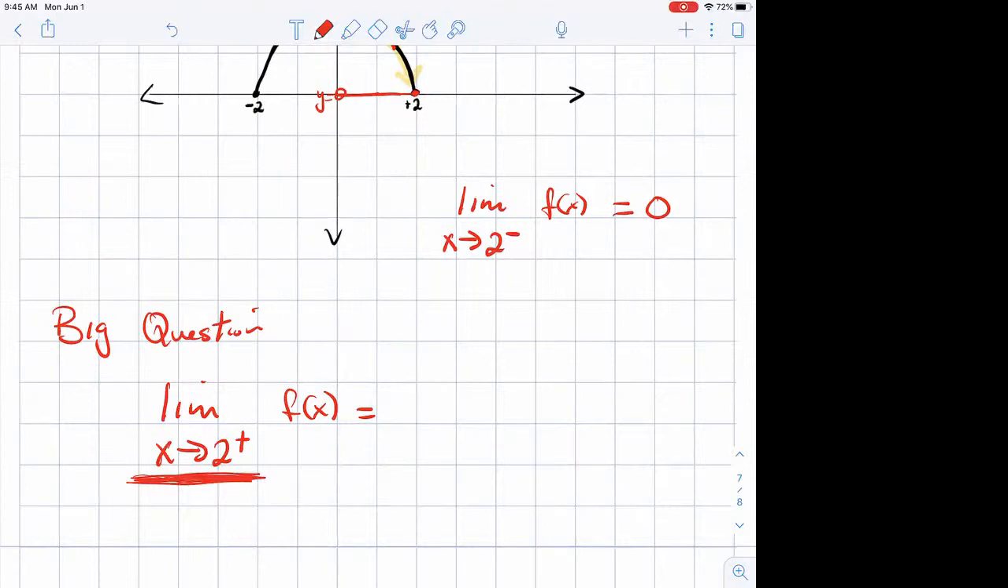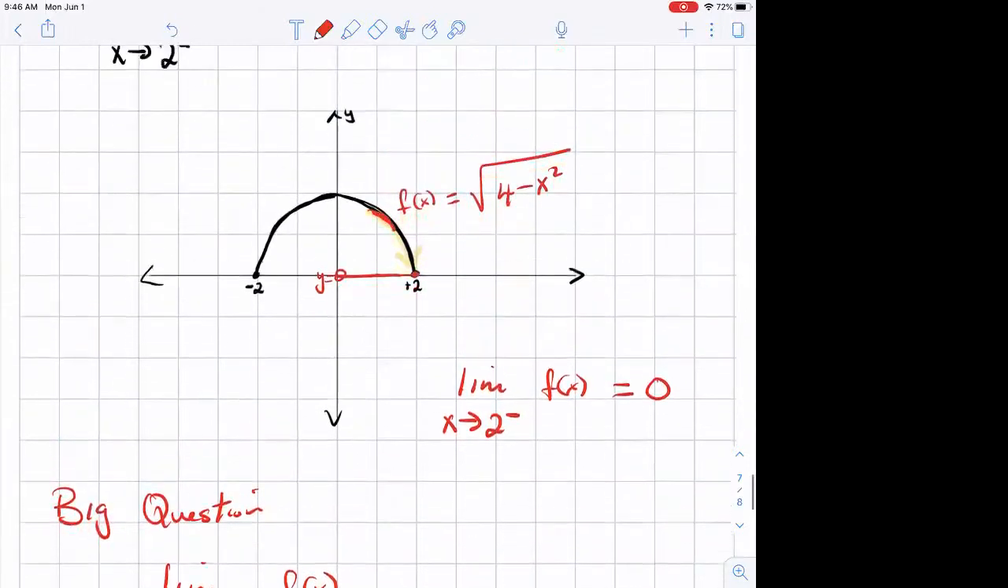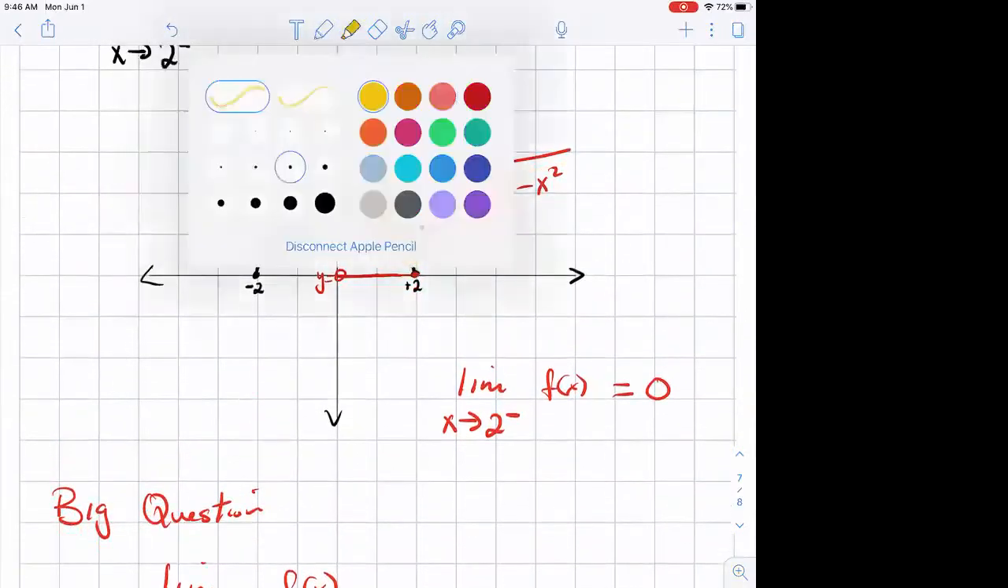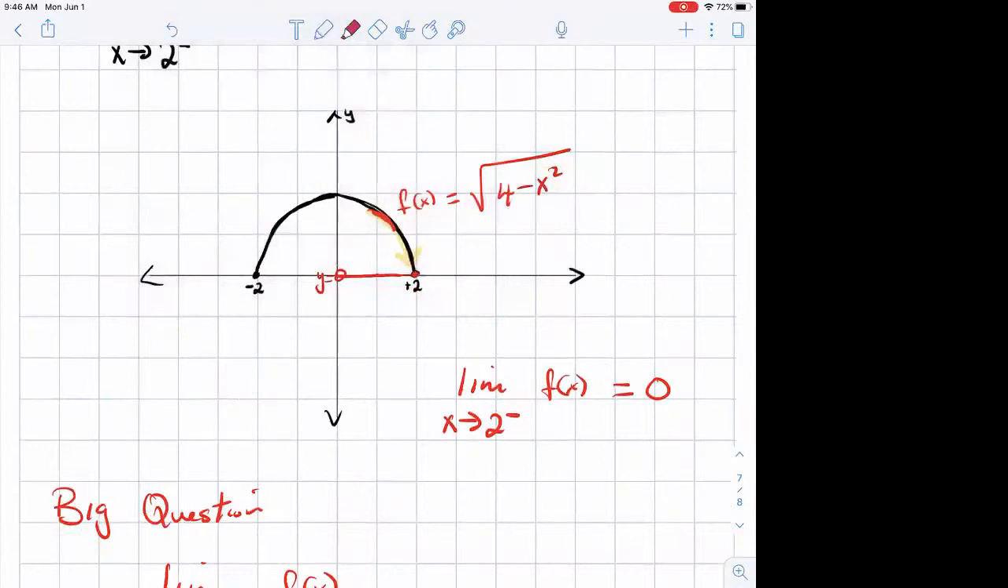Approaching 2 from the right, right? Yes, approaching 2. It means go on the graph and travel on the graph to 2 on the right side. So let's go now. Look at what I'm doing. Pay attention, guys. Look at what I'm doing. I'm going now from the right side on the graph.